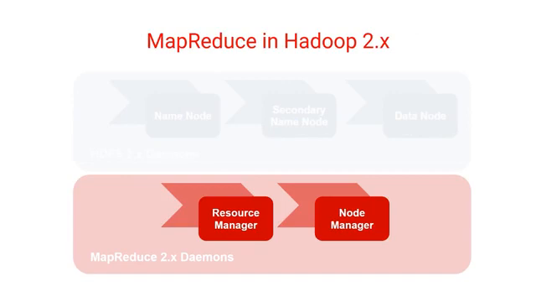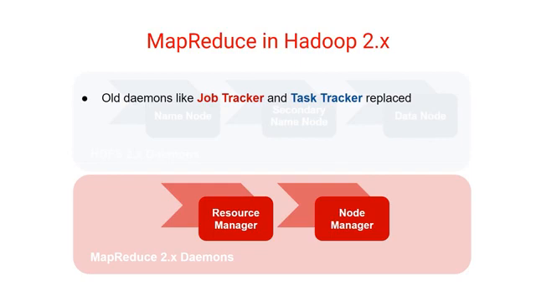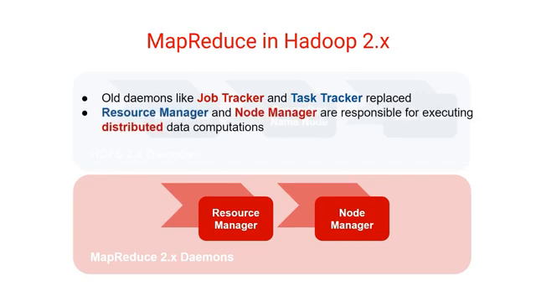Now, coming to MapReduce in Hadoop 2.x, it replaces old daemon processes of job tracker and task tracker with YARN components that are resource manager and node manager respectively. These two components are responsible for executing distributed data computation jobs in Hadoop 2. Let's very briefly talk about these two daemons.